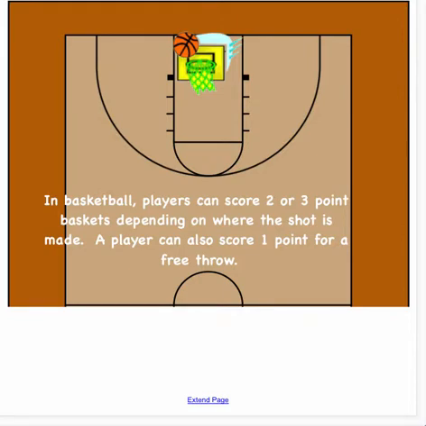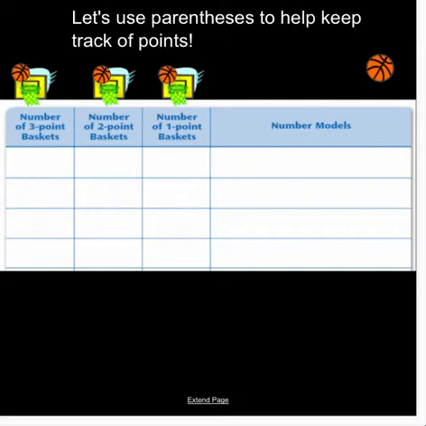Today we're going to talk about basketball. In basketball, players can score 2 or 3-point baskets depending on where the shot is made. If a player is farther from the basket, they get 3 points. If they're closer to the basket, they get 2 points. A player can also score 1 point for a free throw. Today we're going to use parentheses to help us keep track of points.